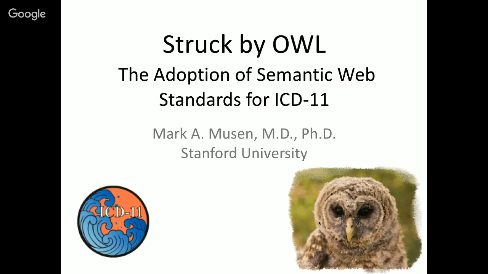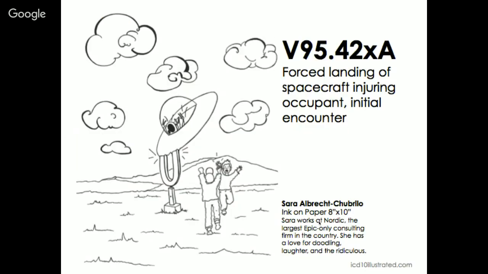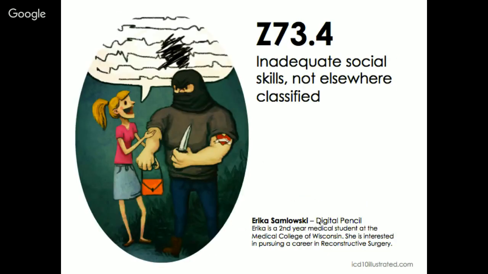I call this talk Struck by OWL, not because we really care in this talk about the furry little creatures, but WHO clearly has been struck by OWL as a semantic web standard. And that whole notion is consistent with a lot of the discussion that took place last fall when ICD-10 became the method in the United States for representing diseases and disorders for purposes of medical billing. So last fall, we moved to ICD-10. And with it came a whole bunch of artists who made a lot of money talking about ICD-10 codes, such as struck by duck, not to be confused with struck by owl, and other ICD-10 codes which people found quite amusing, such as forced landing of spacecraft injuring occupant, initial encounter, inadequate social skills not elsewhere classified, and lots of others.